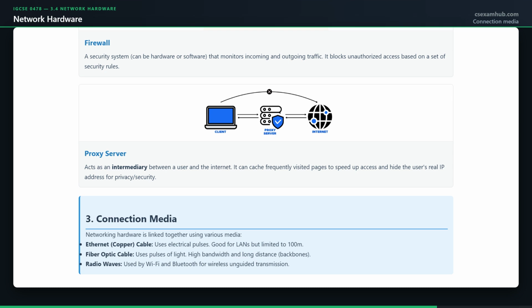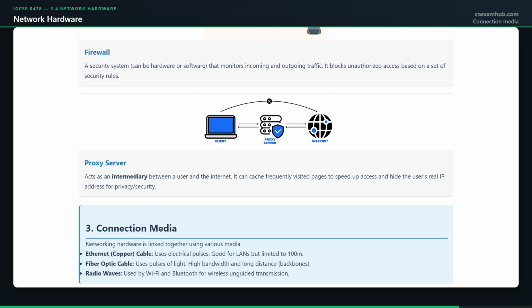And radio waves carry Wi-Fi and Bluetooth, which is unguided transmission. The signal is not confined to a cable, which is what gives it mobility and also what makes it easier to intercept. Guided media, meaning cables, are faster and more secure. Unguided media are convenient and mobile. That trade-off is the one to state.